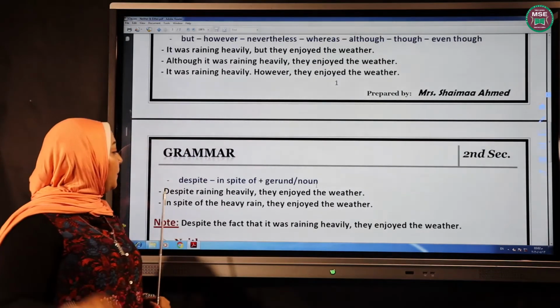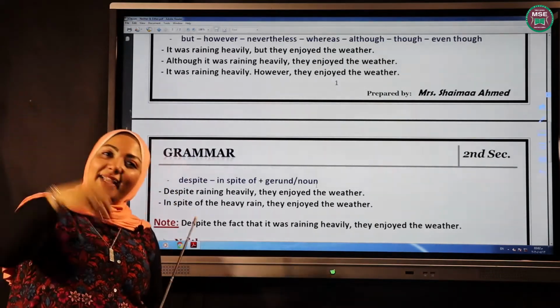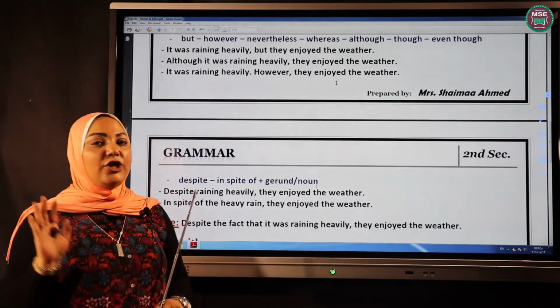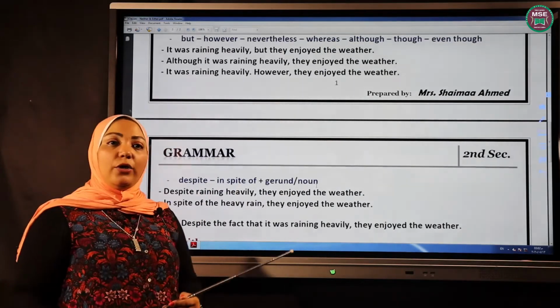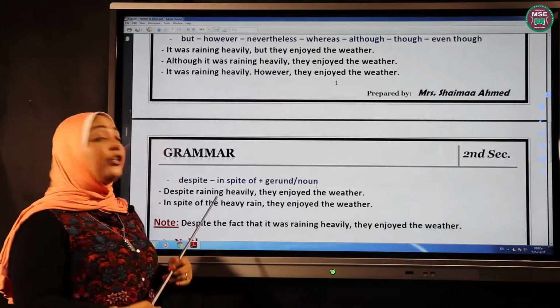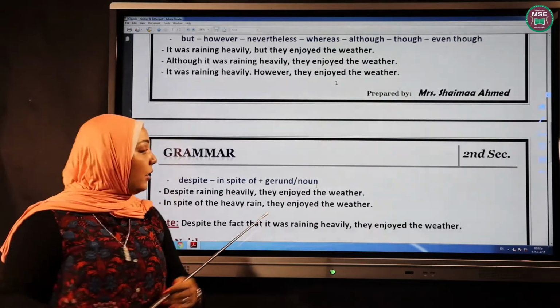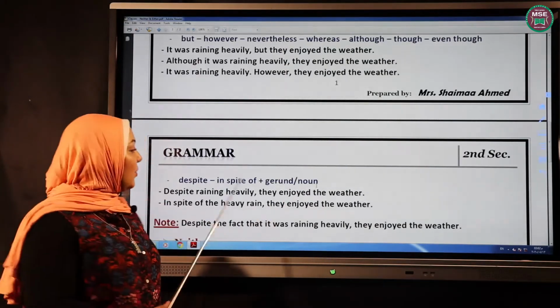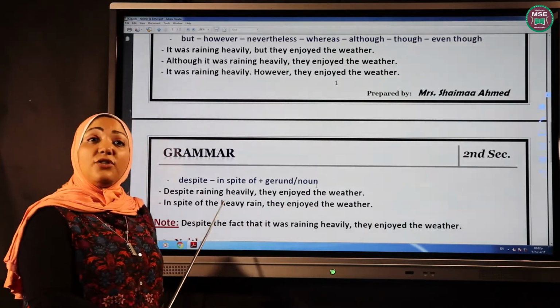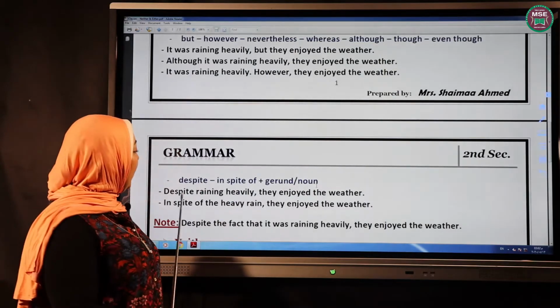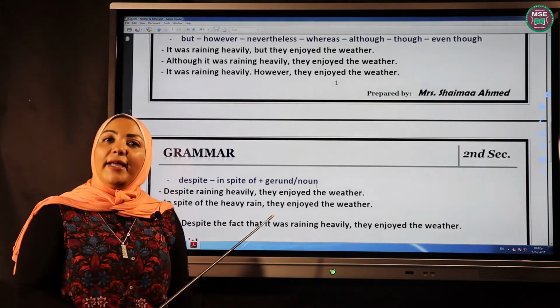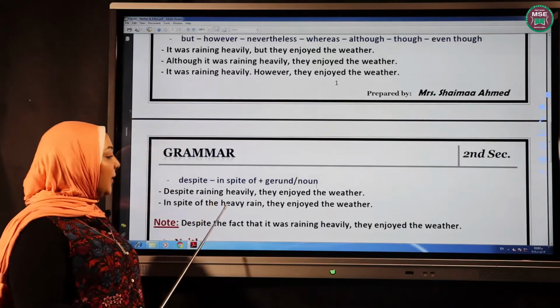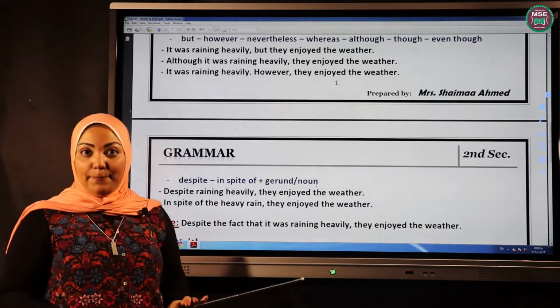Like for example, "Despite raining heavily, they enjoyed the weather." This is a gerund. Or, "In spite of the heavy rain, they enjoyed the weather." As you see here, in the first sentence, this is a gerund, verb plus ing, but in the second one, it's followed by a noun, preceded by an adjective, which is heavy, okay?